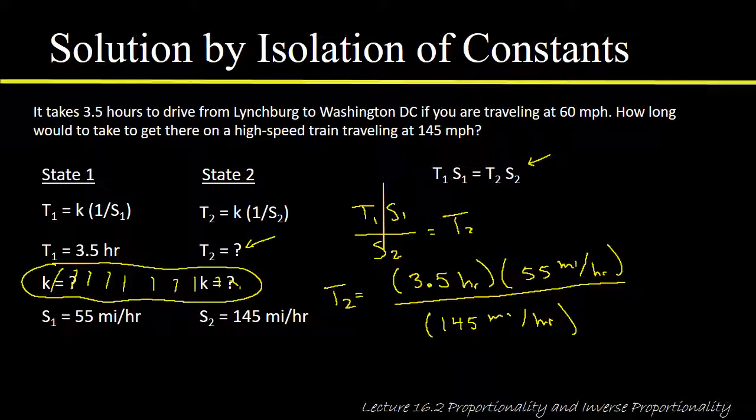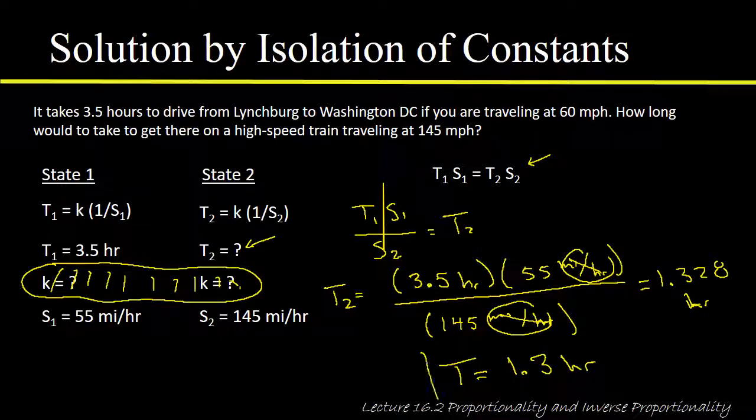In this case, we've got a miles per hour here and a miles per hour here. We can just go ahead and cancel that whole part in both cases, and that leaves us with hours, which is what we expected. If we put this into our calculator, again, we get exactly the same thing we had before, 1.328 hours. And we give a little bit of thought to our significant figures, and our final answer is 1.3 hours. All right, pretty simple, I hope.